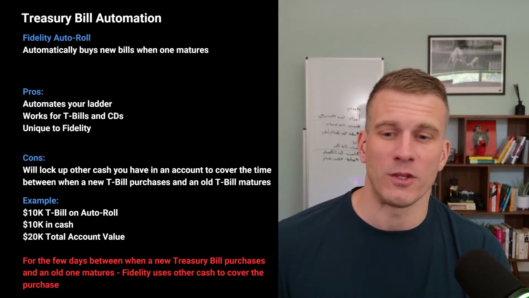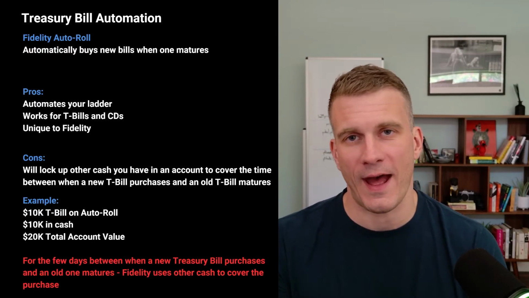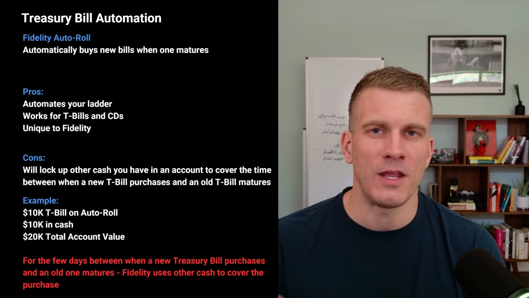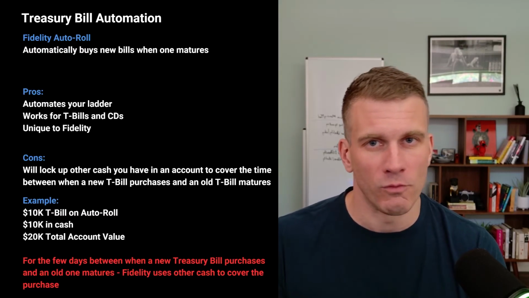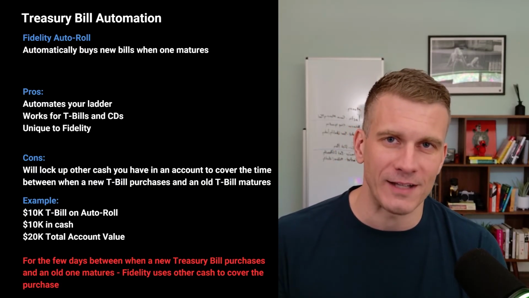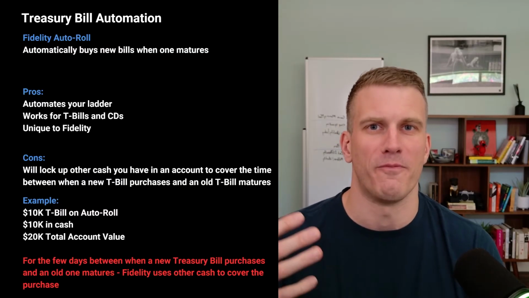Now, personally, the way I thought it worked and the way I think it should work is that the money that you use for your treasury bill should be the only money that's used for a repurchase for an auto roll. So I don't know why it's not set up like that at Fidelity, but there is a way around it. And this is from Fidelity themselves. Okay, so here's how we're going to fix this.